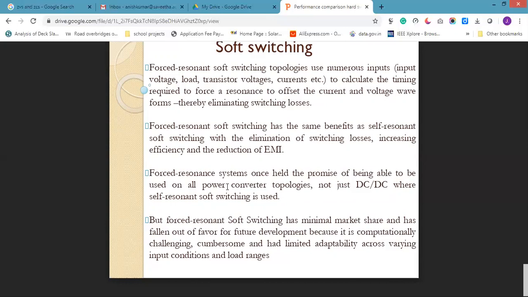This is all about the difference between hard switching and soft switching.